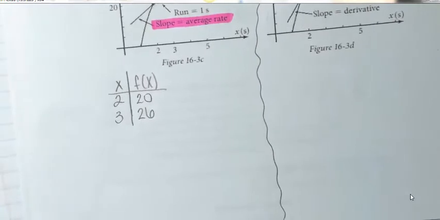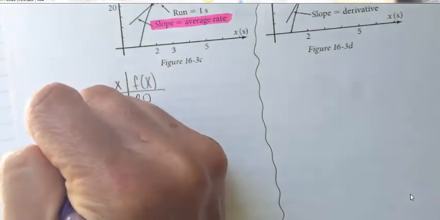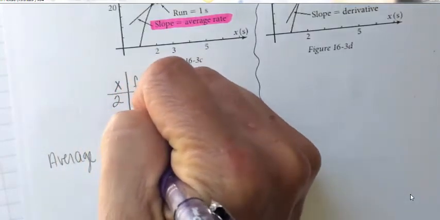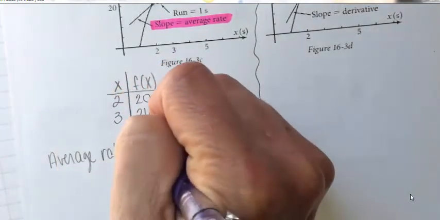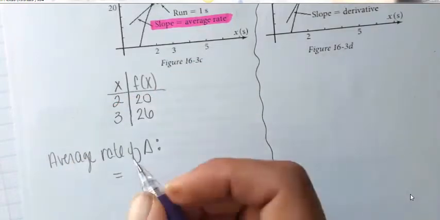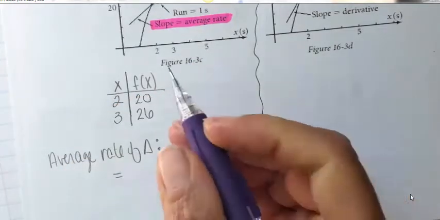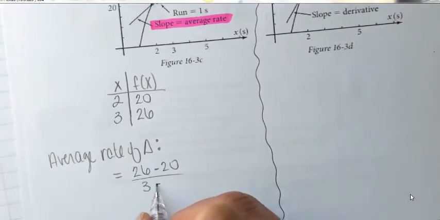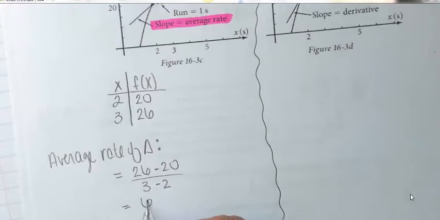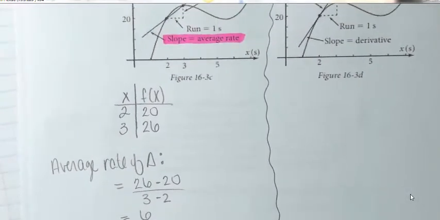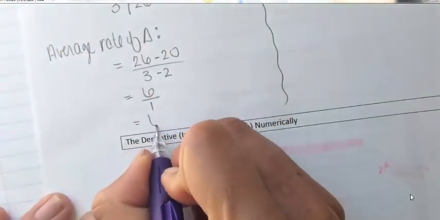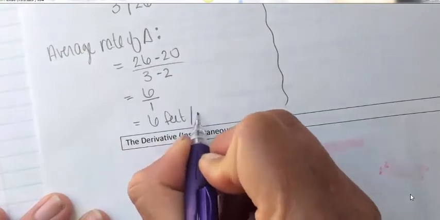So now I can find my average rate of change, which is basically just my slope, right? So that's going to equal 26 minus 20 over 3 minus 2, or 6 over 1. And what are my units here? Again, units were feet per second. So I'll just say that this is 6 feet per second.